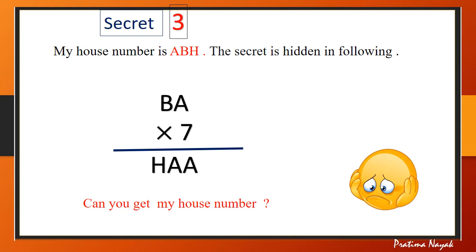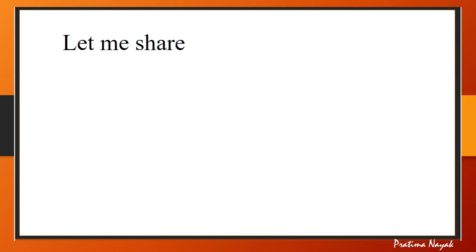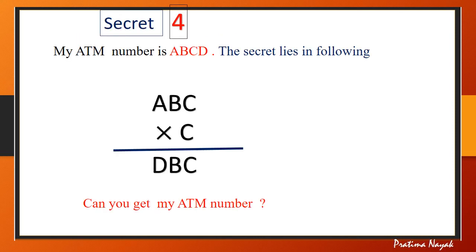Next I'm going for secret 4. You want to know my ATM number? Again I'll give some code and you have to find it. Let me share the code. Let us see whether you find it yourself or not. The secret 4: my ATM number is ABCD. The secret lies in the following. ABC multiplied by C gives DBC. Can you get my ATM number?